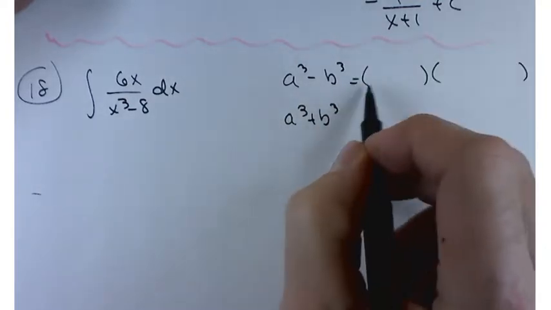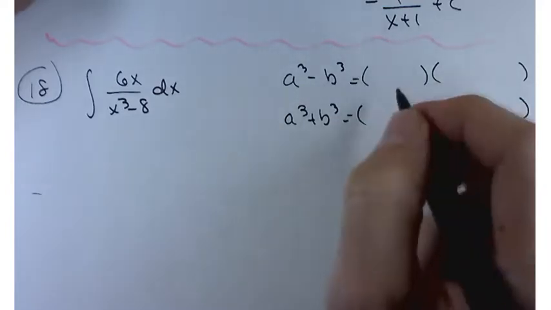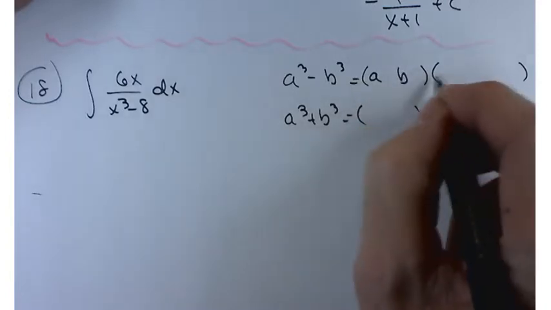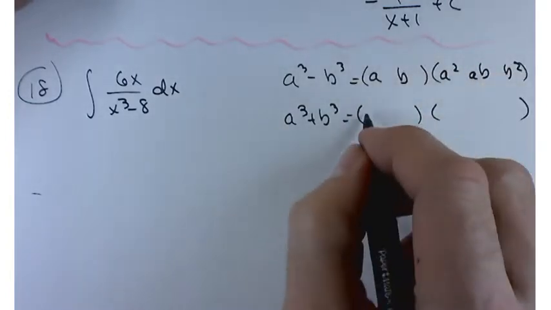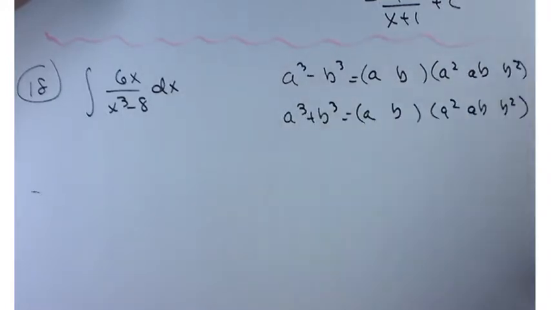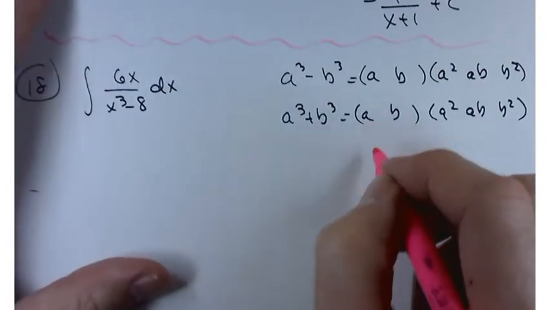It's always a binomial times a trinomial. Yeah, some people remember their correct acronym. A and B, A squared, AB, B squared. A and B, A squared, AB, B squared. So right now they look pretty identical. Where they're different is the signs involved.